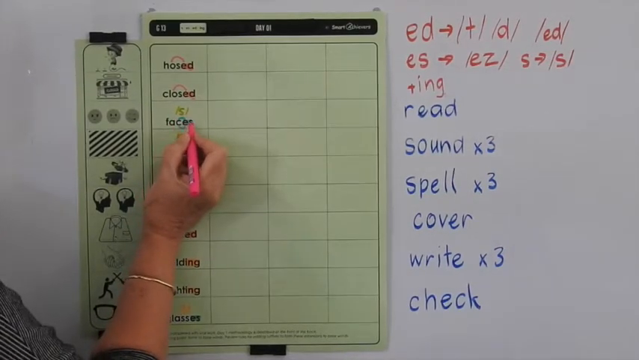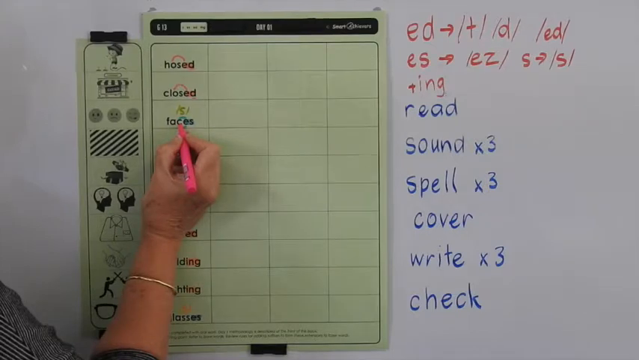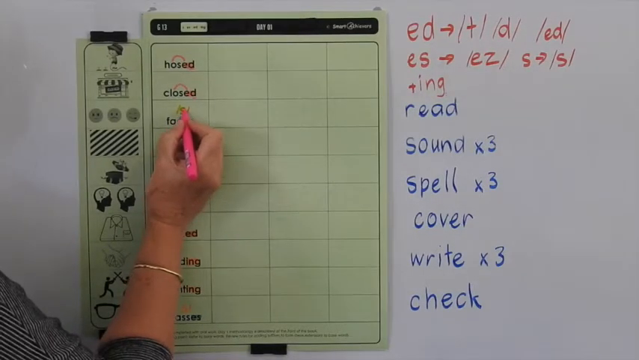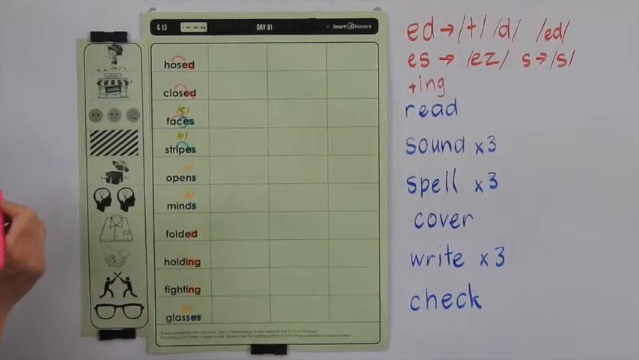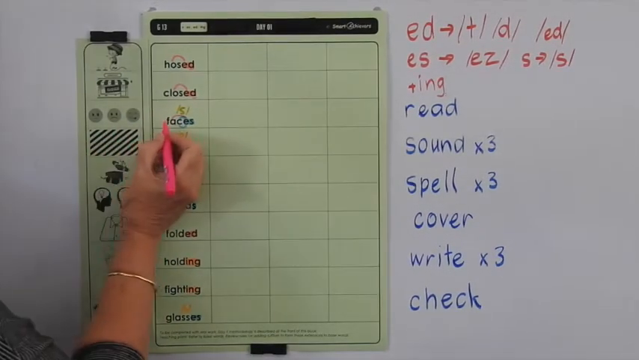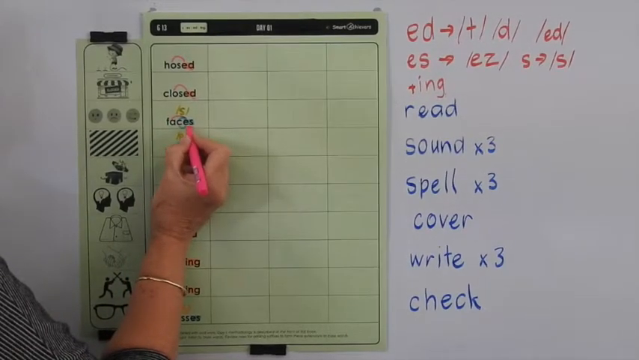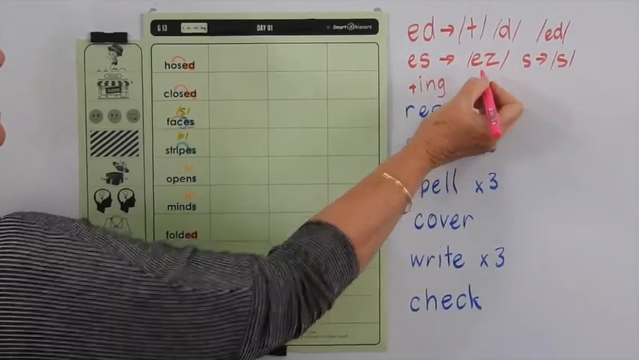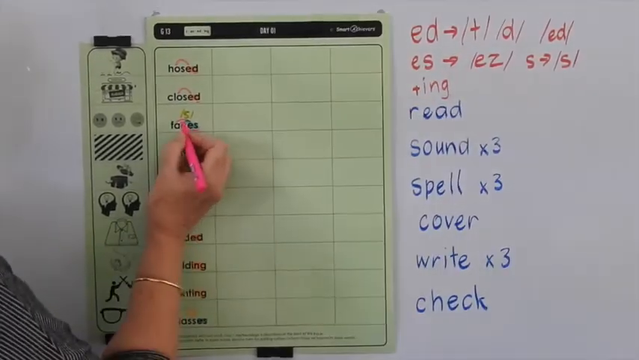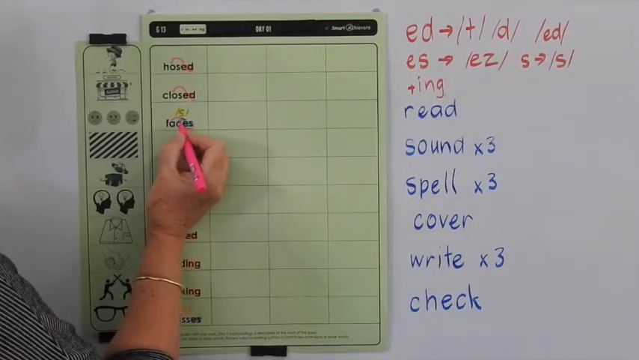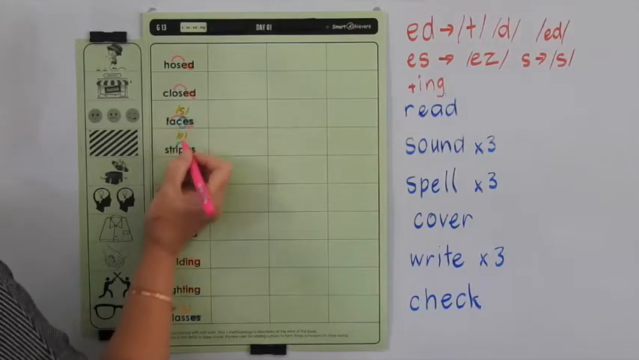We've got faces. Now the E here is making that C make its soft sound S, and it's also making that previous vowel make its long sound A. So we've got A, S, iz. So here at the end we're hearing the ES is making its iz sound. So we know we write ES and it's making its iz sound on any base words that end with an s sound. So faces, we're hearing that little bit of an iz.